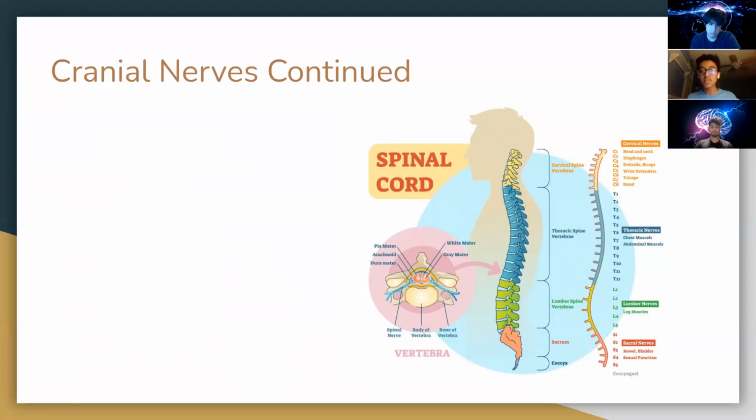Now, your cervical region has nerves that go out into the upper part of your body, like your neck and shoulders. The thoracic region nerves go out into your chest. The lumbar region nerves go out into your waist, and the sacral region nerves go down into your legs.